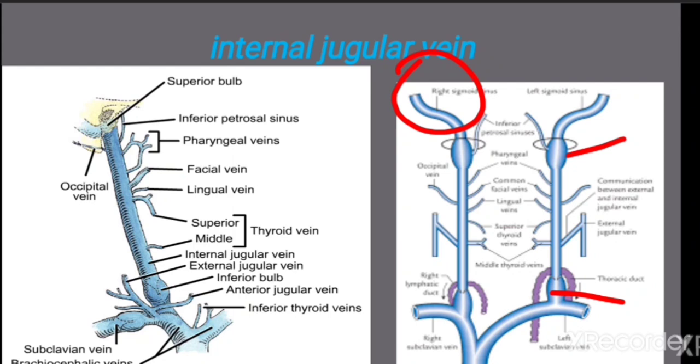There are tributaries for this vein like common facial vein, pharyngeal vein, lingual vein, superior thyroid veins, middle thyroid veins. So these veins are emptying directly into the internal jugular vein. Ultimately, this internal jugular vein drains into the right subclavian vein.